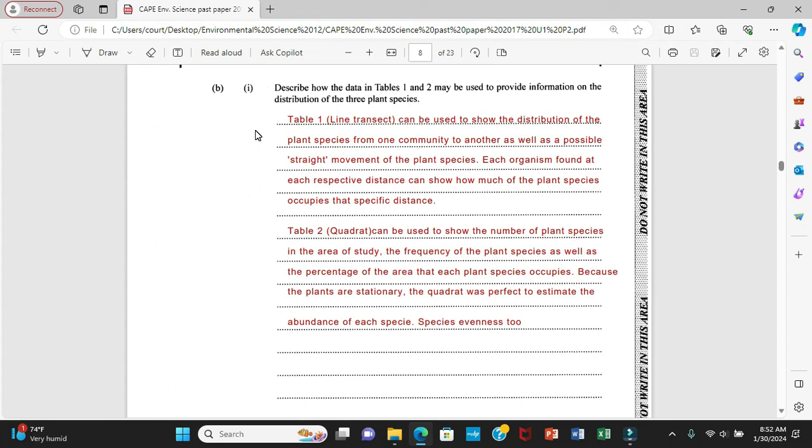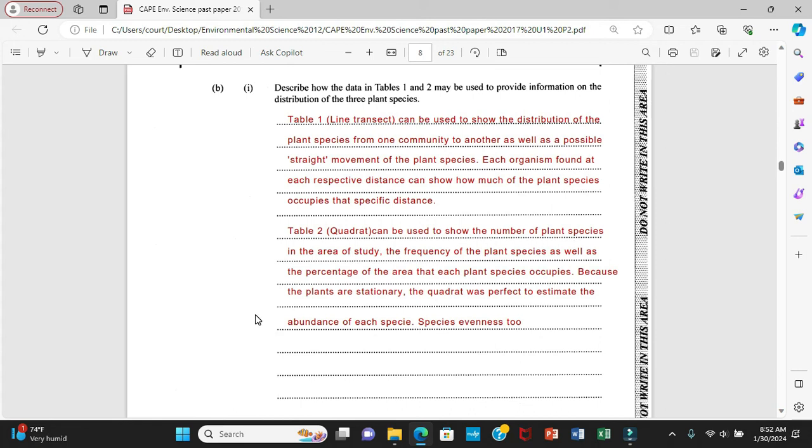With table 2, it uses the quadrat method, and let me read what it says. It can be used to show the number of plant species in an area of study, the frequency of the plant species, as well as the percentage of the area that each plant species occupies. Because the plants are stationary, the quadrat was perfect to estimate the abundance of each species. And also you can work out the evenness of the species too.